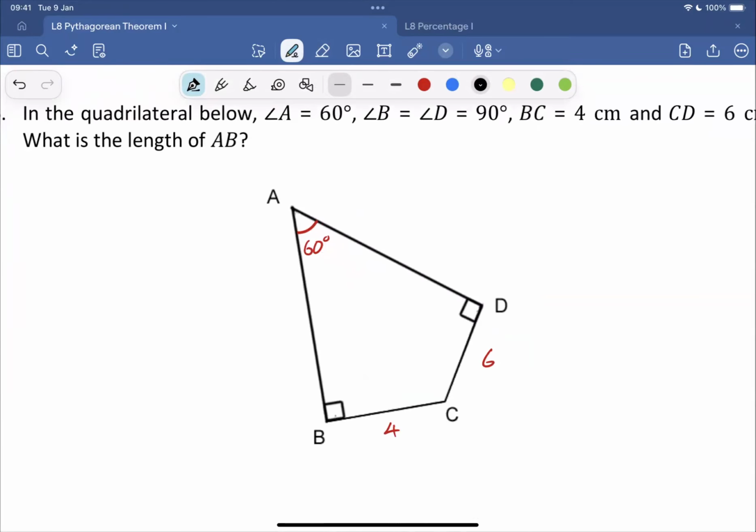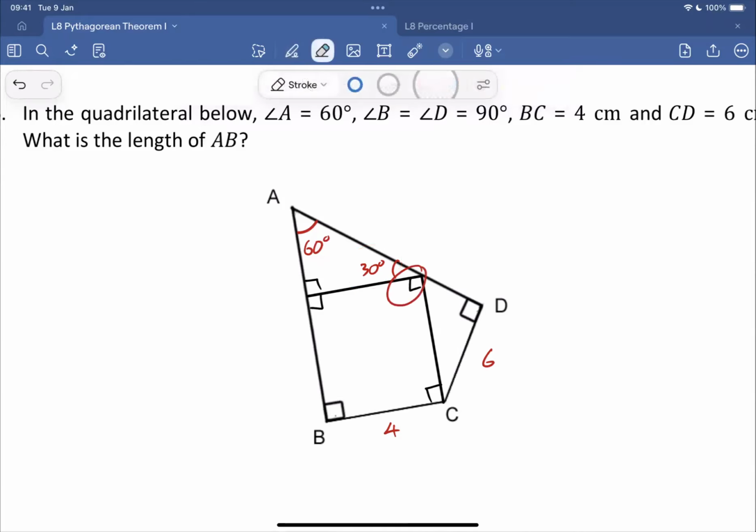let's draw some other lines. Let's create a rectangle. I think this looks a little bit better. So students, if you create a rectangle, what will happen? Do you notice that this is going to be 30 degrees? And what else do you notice? If this is 30, 90, then this must be 60, then this must be 30.